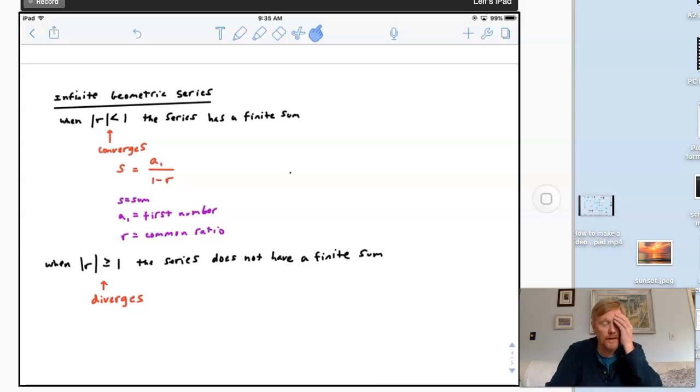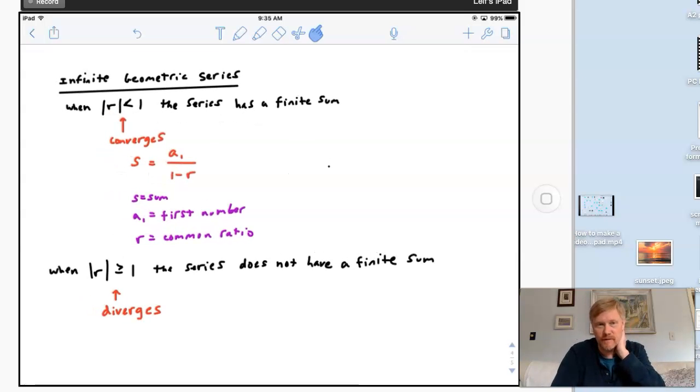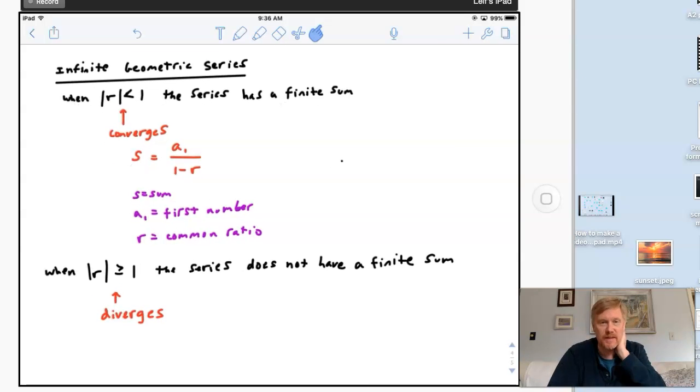I told you before, a finite geometric series is one that has a beginning and an end. An infinite geometric series is one that doesn't have an end. It keeps going forever, infinite, meaning infinity. So there's kind of two different kinds of these. There's either the infinite series that has a sum, or there's some infinite series that don't have a sum.